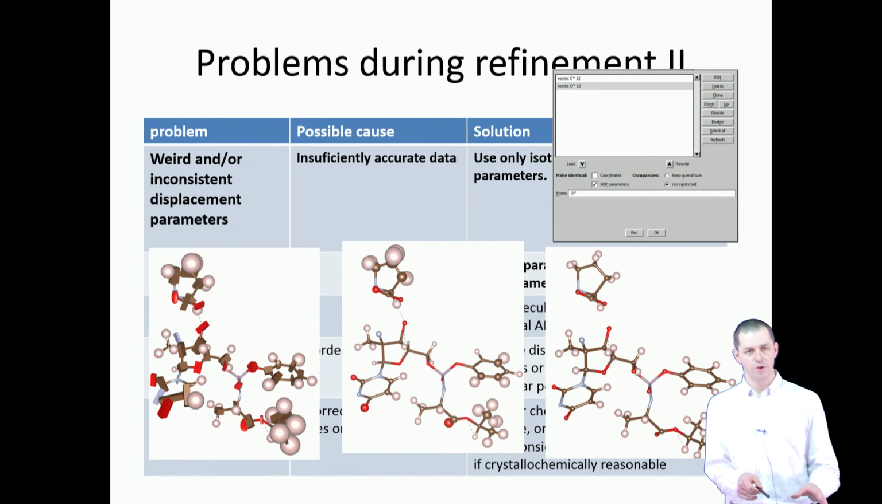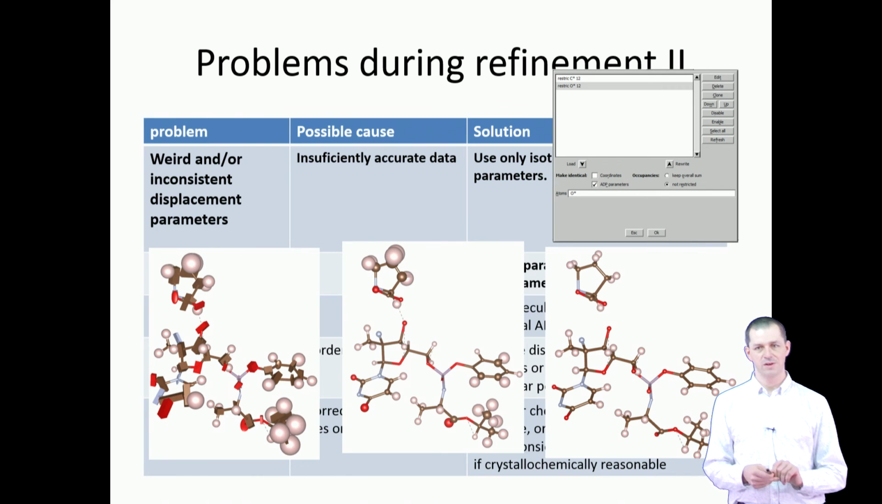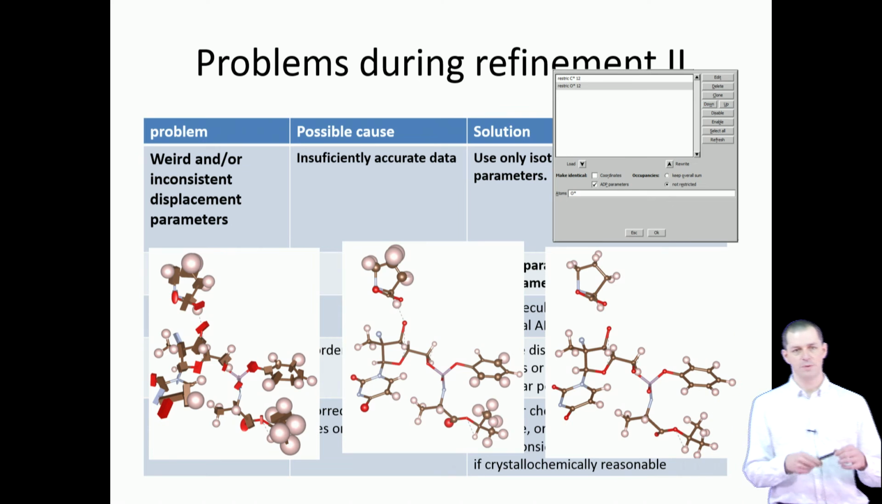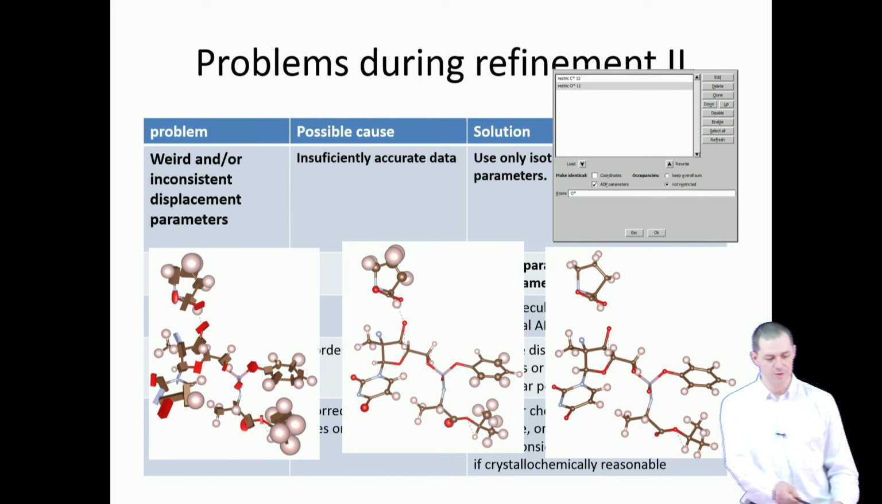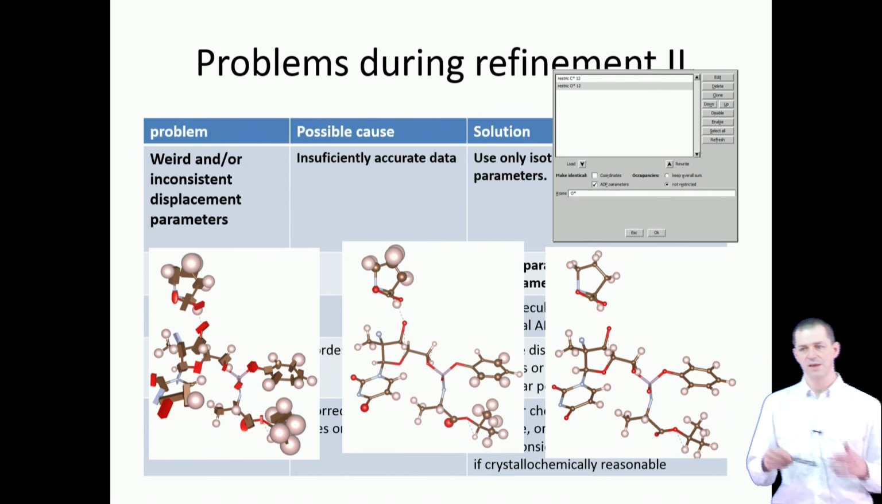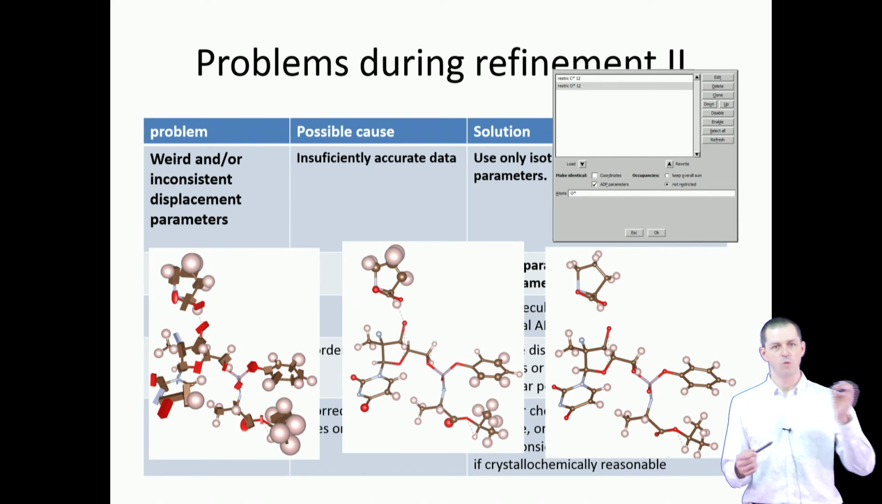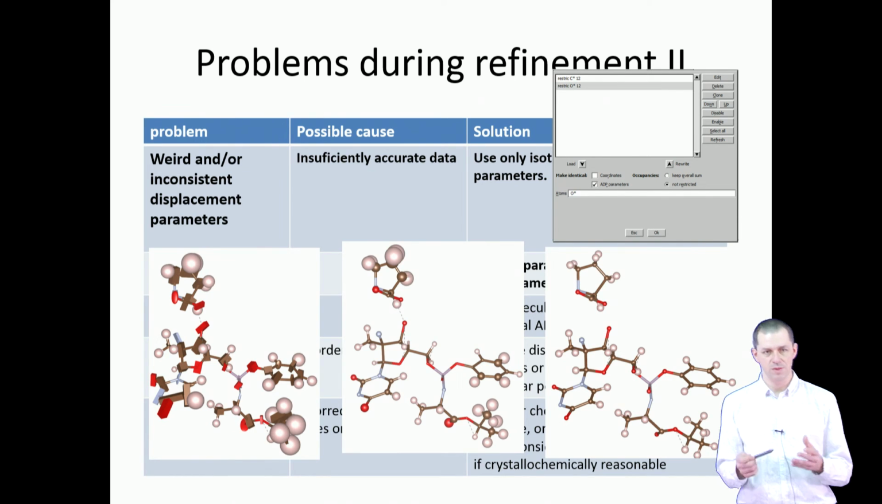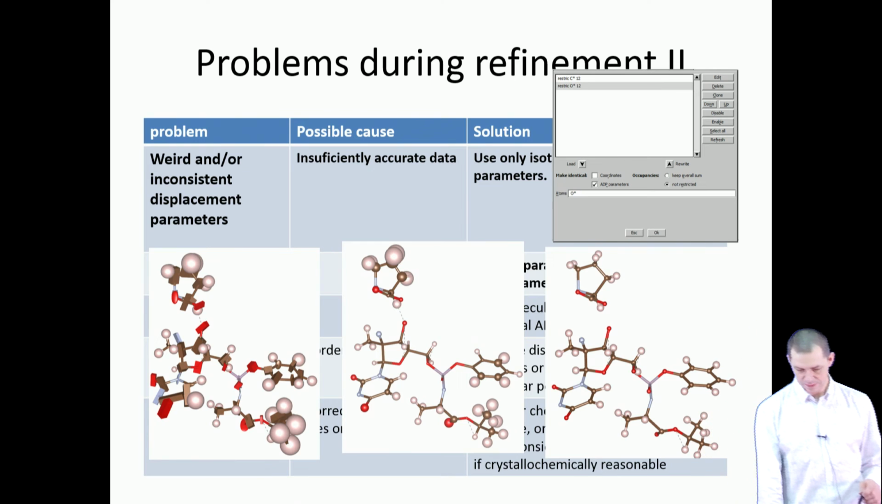So this falls in the general class of problems where you should not over-interpret the data or ask from the data more information than it can provide. If some information is not in the data, like here the information on anisotropic movement of each atom, then you simply cannot extract it from the data.